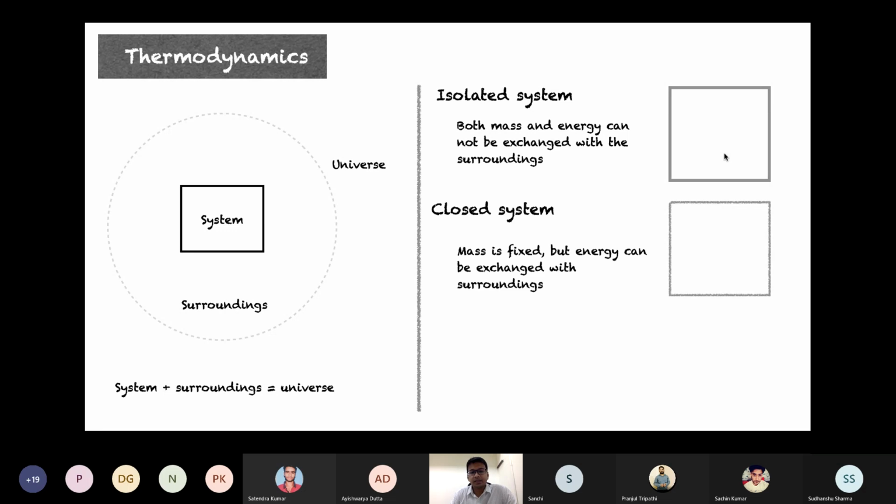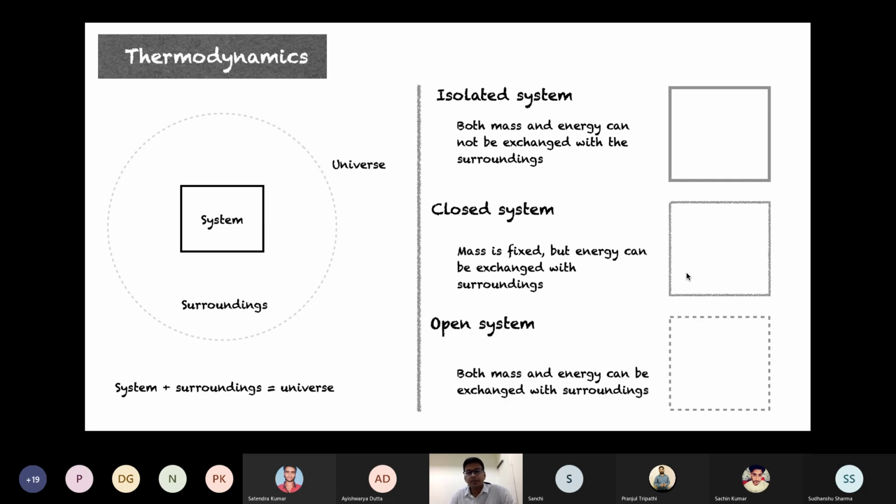Then the next one is a closed system. A closed system has a wall, but this time mass is fixed, but energy can be exchanged with its surroundings. So in the first one, both are not allowed. In the second one, mass is fixed, but energy can be exchanged. Then the third one is called an open system. In this case, both mass and energy can be exchanged with its surroundings. So you can think of the walls as permeable walls. The particles can come out of the system, and the particles in the surroundings can enter.